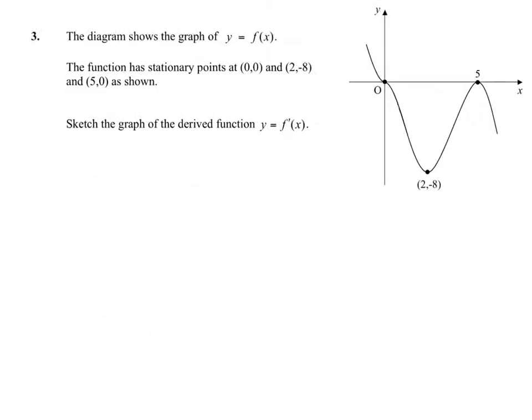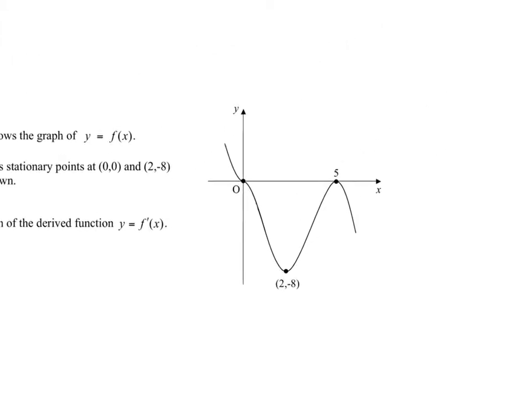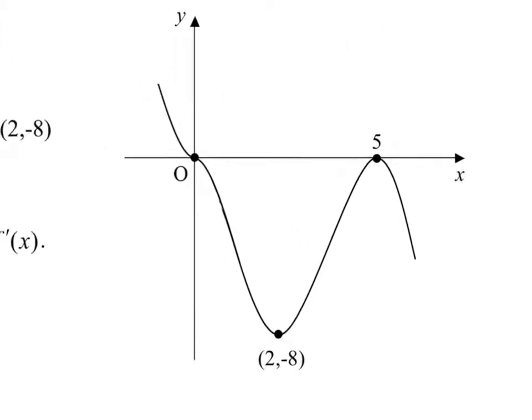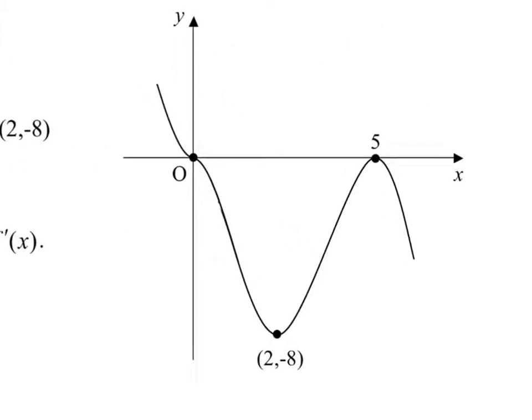Question number 3. The diagram shows the graph of y equals f of x. The function has stationary points at (0, 0), (2, -8) and (5, 0) as shown. Sketch the graph of the derived function y equals f dashed of x. So the first thing we'll do is zoom in and we'll just draw right on top of this picture here.